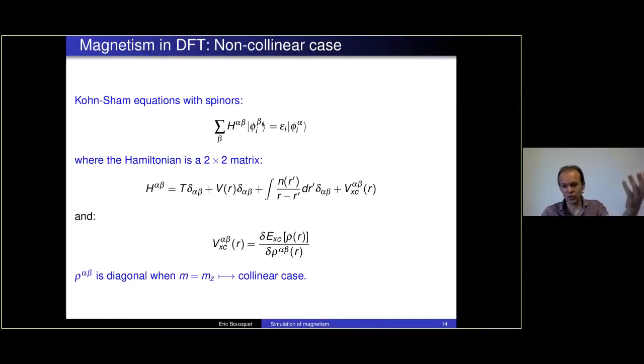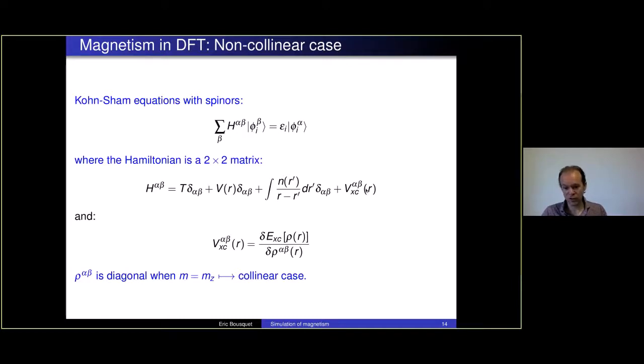That means that we take the DFT equation. You suppose that you have a spinor instead of a regular wave function. And now your Hamiltonian is no longer a simple Hamiltonian. It's a 2x2 matrix again, because we have a 2x2 matrix for the density. So expressing that with the density, we have a 2x2 matrix. So we have 4 components for the Hamiltonian. And here again, we have the kinetic energy, potential energy due to the nuclei, and the Hartree interaction energy. And then we have again this exchange correlation functional.